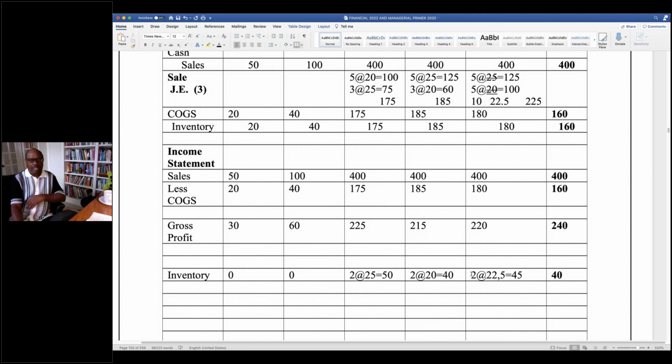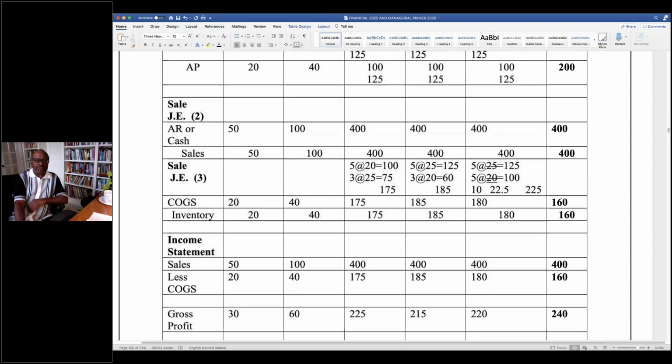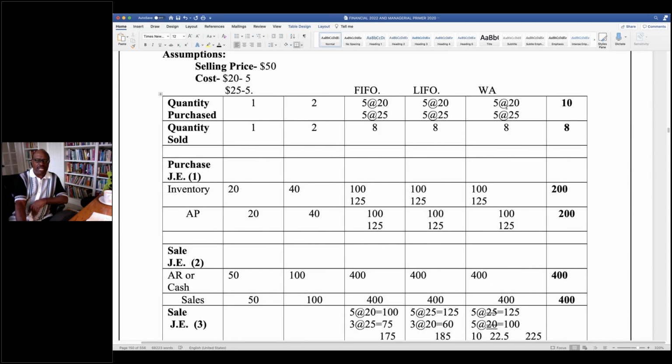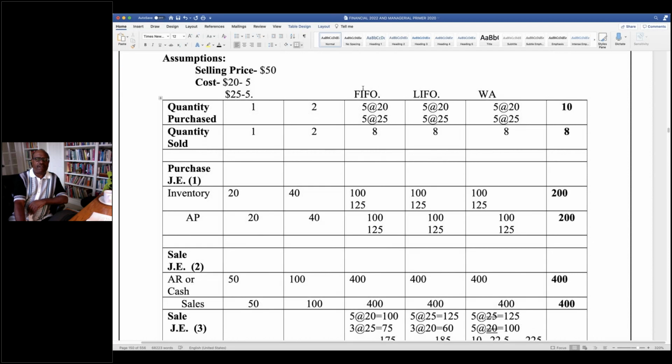Okay. So those are the 3 methods: FIFO, LIFO, and weighted average. I sort of worked on these to give everybody a look at where we're going. Now we're going to come back to FIFO. Okay. And all we're going to work on for the rest of the day and the start of the period on Monday is FIFO.